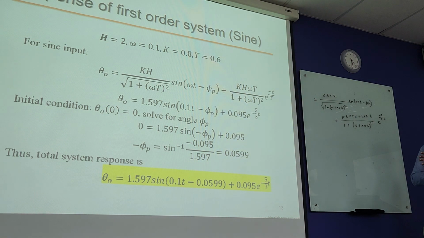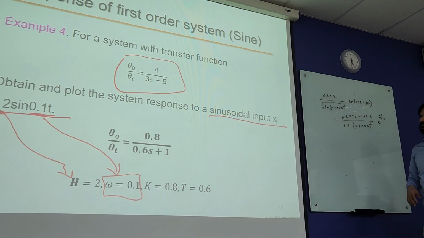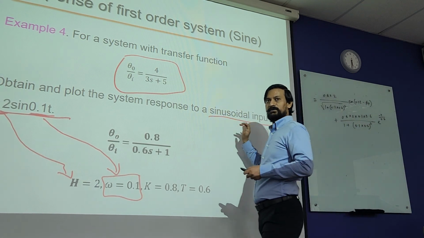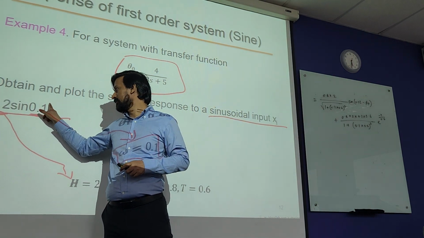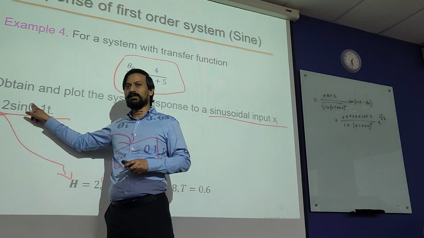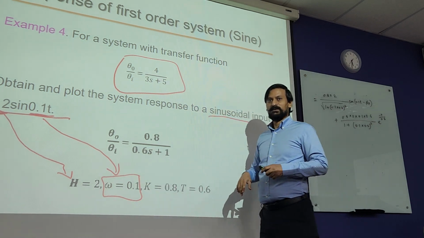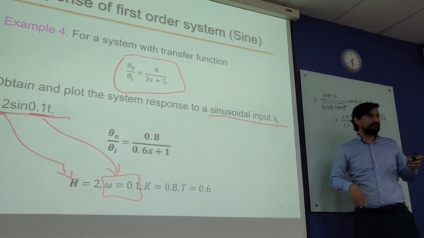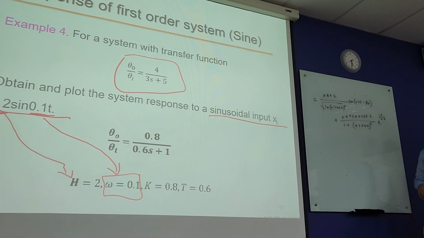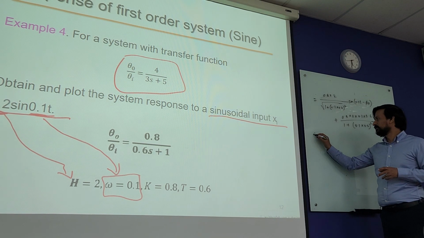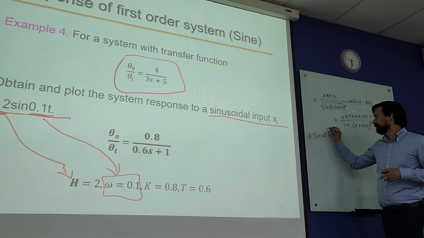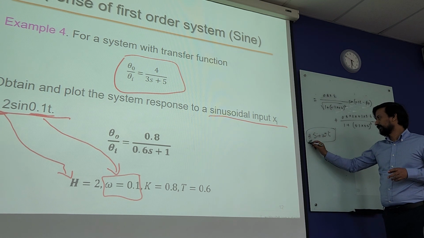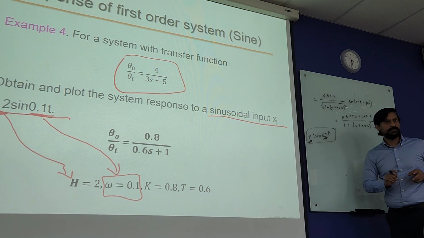How do you get 2 for H again? H is from previous steps. Okay, so just get the first number. This is the first number, which is H. And the one with respect to t is called omega, which is for the sinusoidal sine wave. So this is our H and this is your omega.